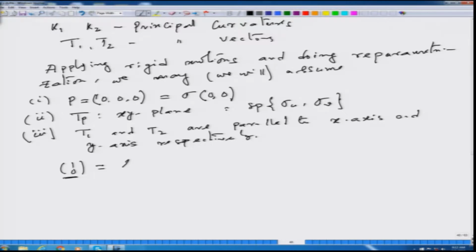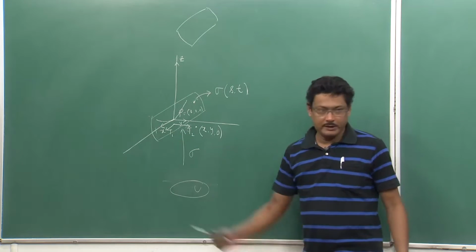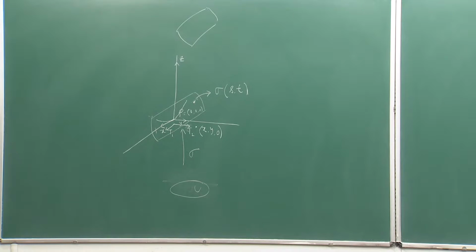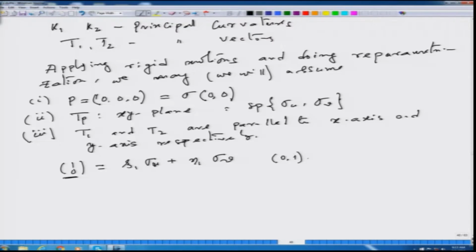So, it can be written as xi 1 sigma u plus eta 1 sigma v, because sigma u and sigma v span xy plane, right. So, 1 0 is a vector in the xy plane. So, it can be written in the combination of this. Similarly, 0 1, that vector also I can write as xi 2 sigma u plus some eta 2 sigma v. And let us put T i equal to xi i, eta i as before.